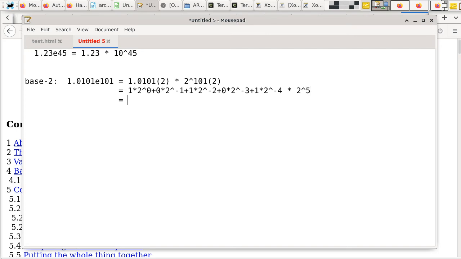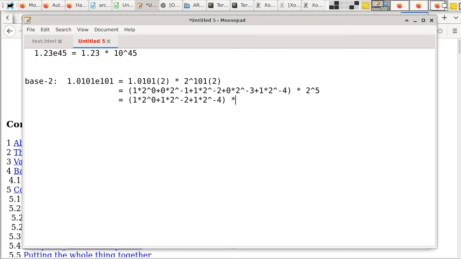So once we clean it up a little bit and simplify, we end up with 1 times 2 to the power of 0. We ignore the items with a 0, so the next one is 1 times 2 to the power of negative 2 plus 1 times 2 to the power of negative 4, and then the whole thing, okay, I forgot about the parentheses in the previous one. Let me add the parentheses. Okay, so this part is the value of the mantissa.